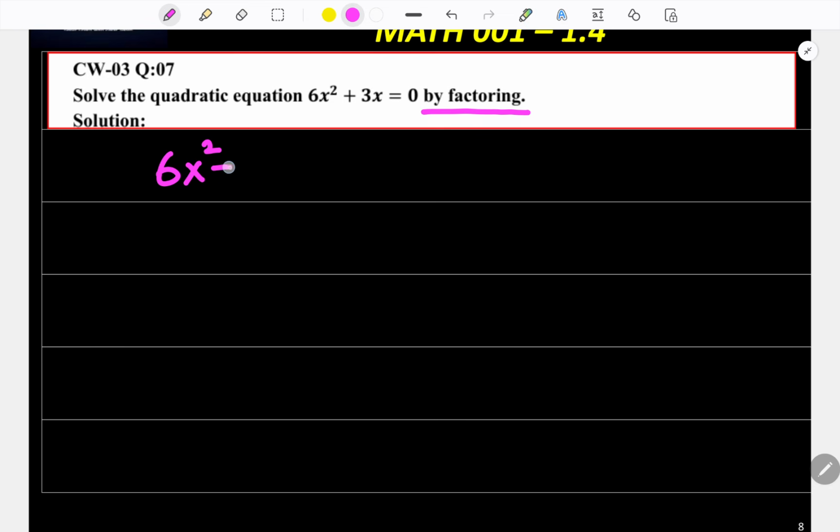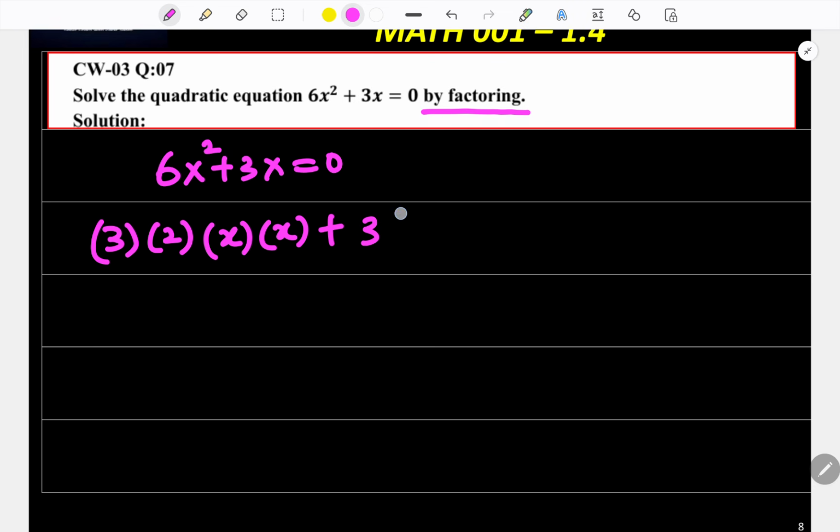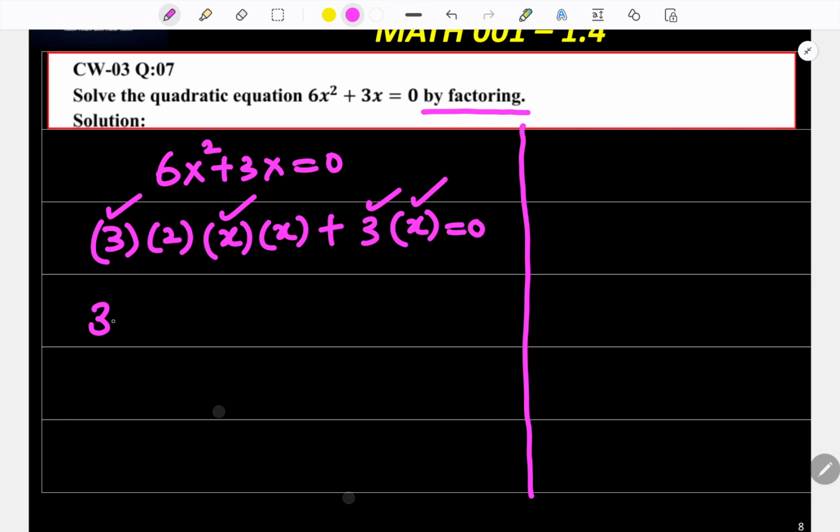So again 6x square plus 3x equal to 0. Two methods I will do. Take x as common again. So let me write this as 3 multiply by 2 multiply by x plus 3 multiply by x equal to 0. Okay, I'll make a line also. Right. Now I'm going to take the common factor. 3 common factor, 3 has gone. x common factor. Okay, right. What is left? 2x here. So 2x and then plus here what is left? Nothing. So 1 equal to 0.